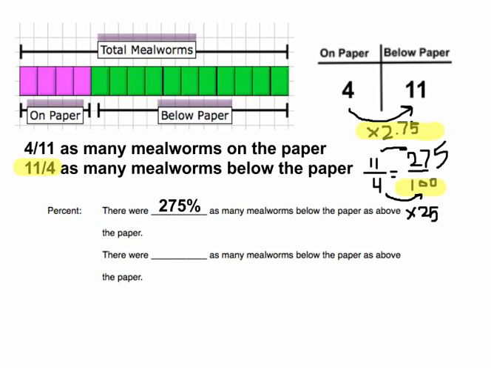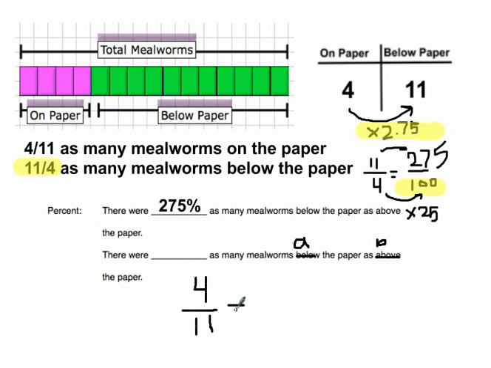Once again, you're going to see a mistake on this next problem. There were blank as many mealworms below the paper as above. Obviously, I didn't mean to put that in the same order, so it should say above now as to below. So there were blank as many mealworms above the paper as there were below the paper. Now we're going the opposite way, and I'm just going to write this on the bottom so I don't need to cross out any of my work. There were 4/11ths as many mealworms on the paper, or above the paper. So what is that as a percent?